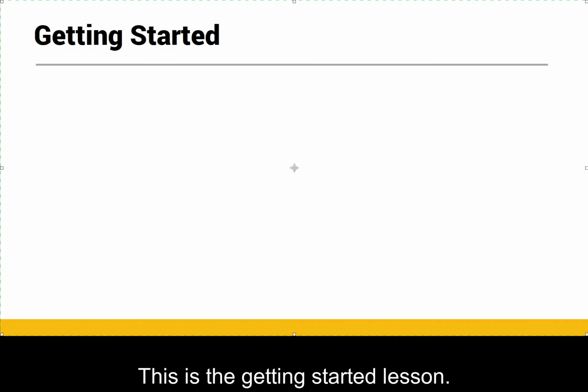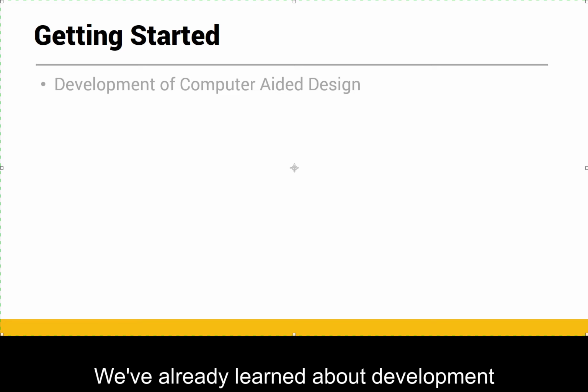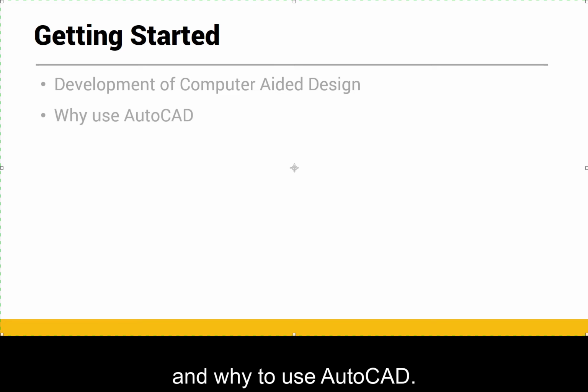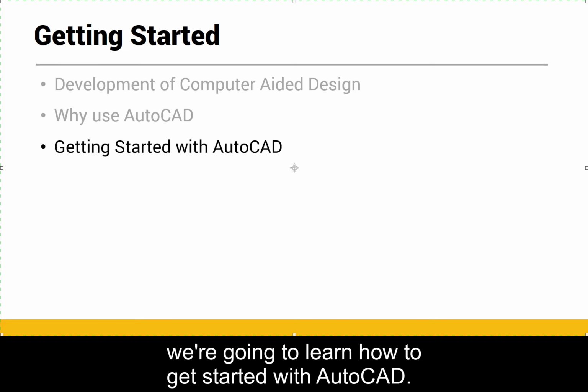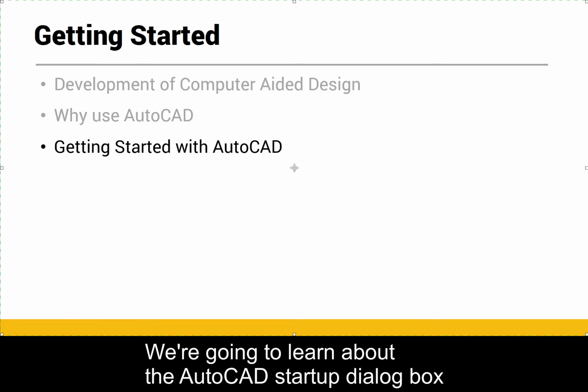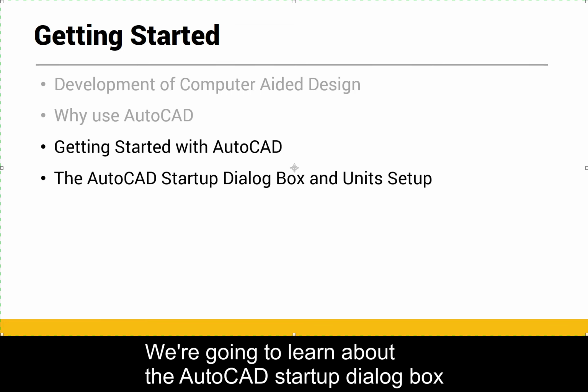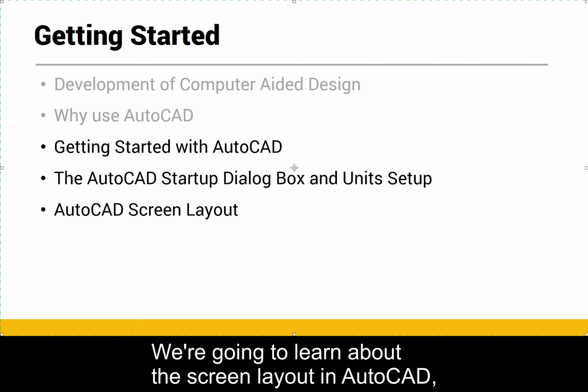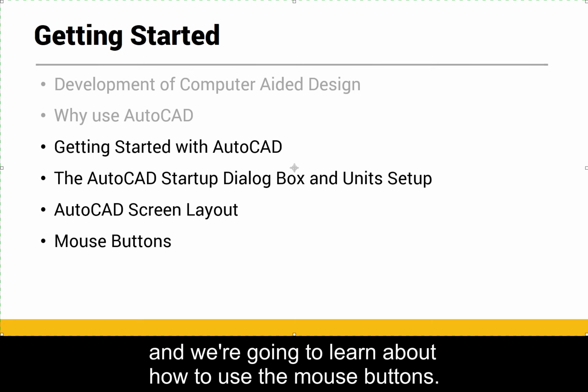This is the Getting Started lesson. We've already learned about development of computer-aided design and why to use AutoCAD. In this video, we're going to learn how to get started with AutoCAD. We're going to learn about the AutoCAD Startup dialog box and unit setup. We're going to learn about the screen layout in AutoCAD, and we're going to learn about how to use the mouse buttons.